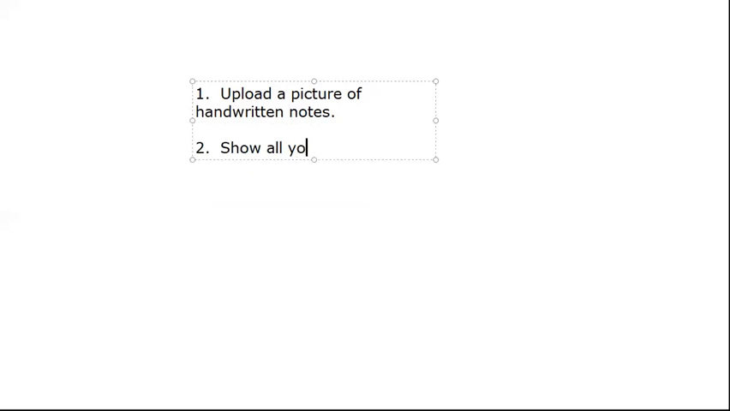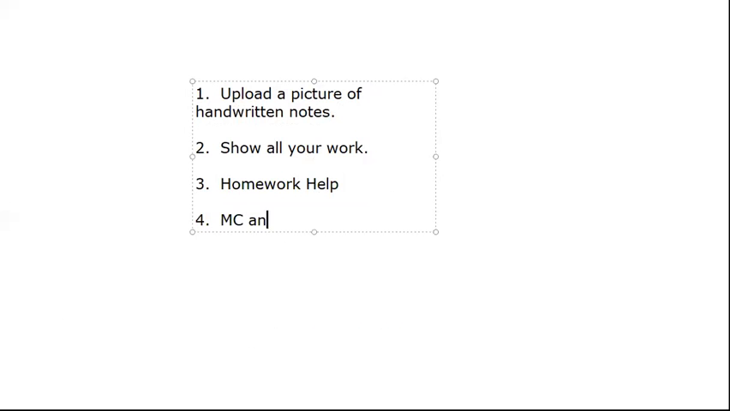And that is the point, because the more you refer back to them, the more you're going to know them, because in the next exercise, you're really going to need them. So you're going to upload a picture of your notes from this video. You're going to show all your work, draw your pictures, write your thoughts down. You're going to use homework help for anything that you're struggling on and can't get on your own. And you put your multiple choice answers into the Google form.